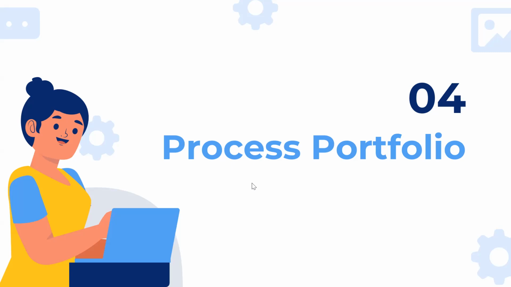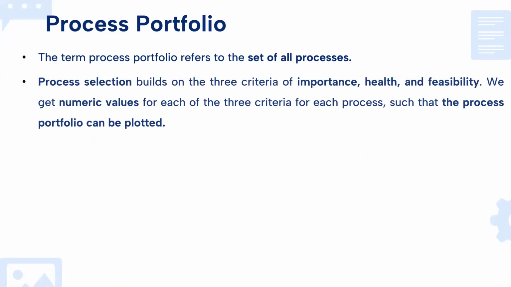When we discuss the process portfolio, it identifies the whole set of processes that we have identified. In the process identification stage, we have to identify all the processes within the organization. In the selection, we have to identify which has the higher strategic importance, what is the health of these particular processes, and what is the flexibility. Process selection builds on three criteria: importance, health and feasibility. For importance we get a numeric value, for health also, and for feasibility also.